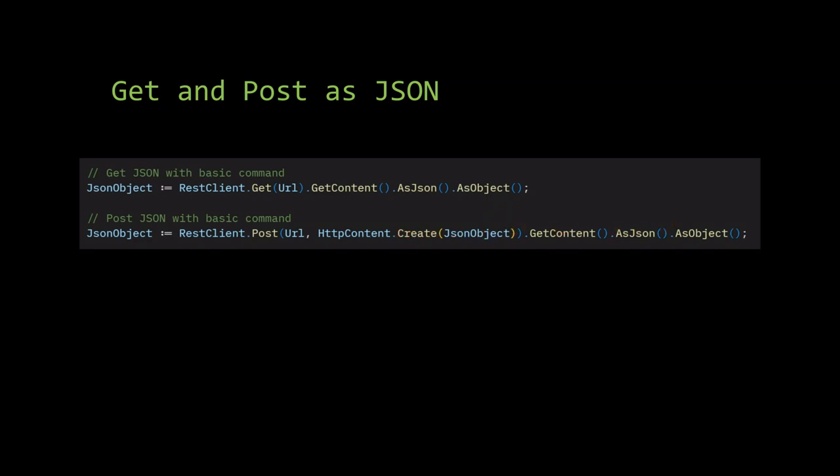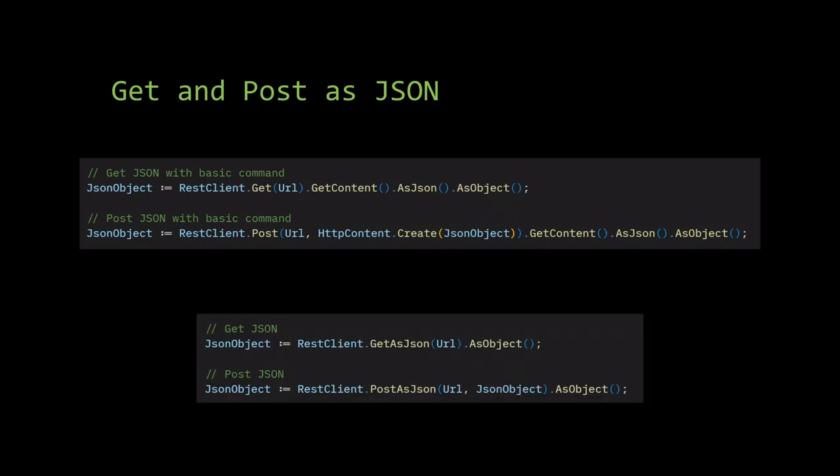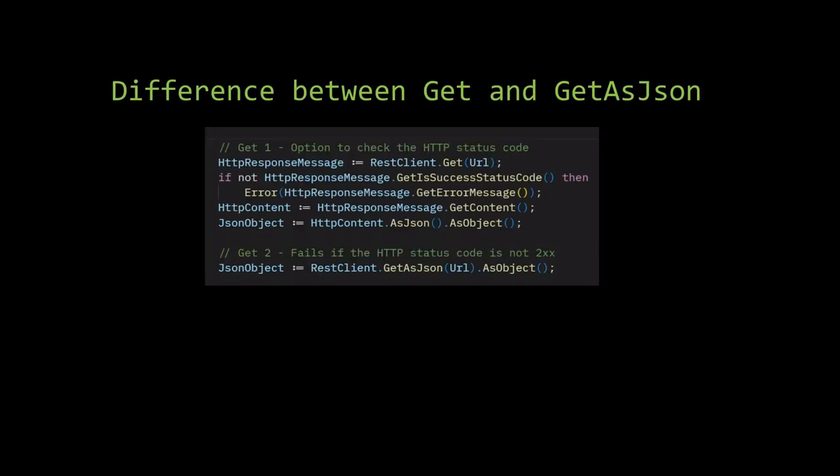Now we can use a simpler function for that, which is just a wrapper around the same thing. We have the get as JSON and the post as JSON. Now, the get as JSON and the post as JSON are in fact calling the get content and the as JSON for you instead of doing it yourself. But there is a difference between the get and the get as JSON, and that is this part.